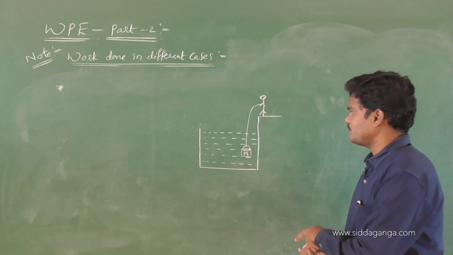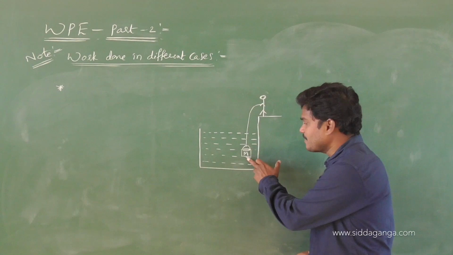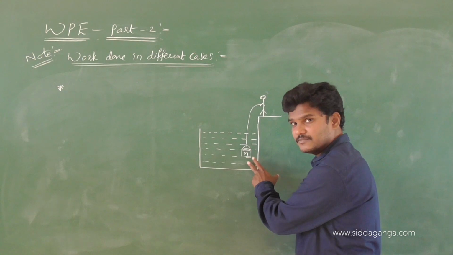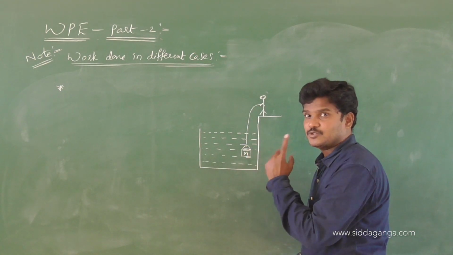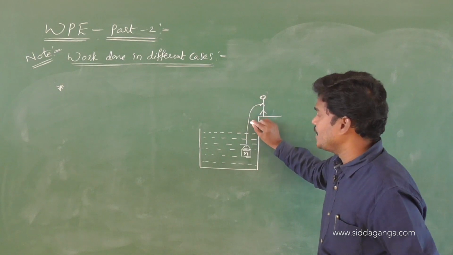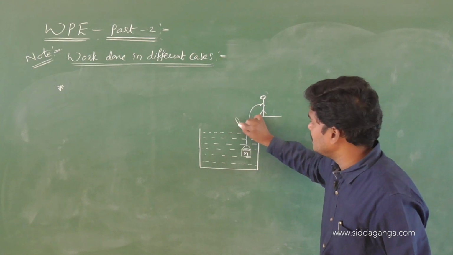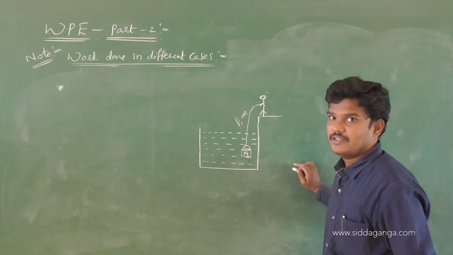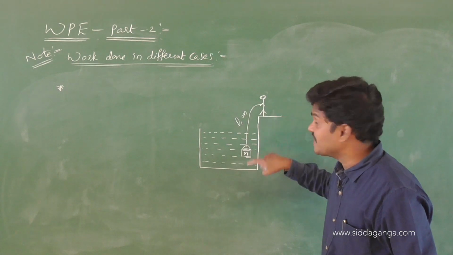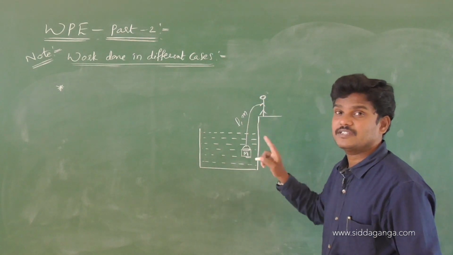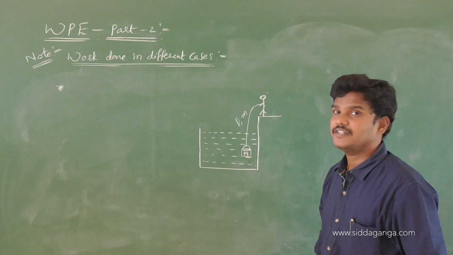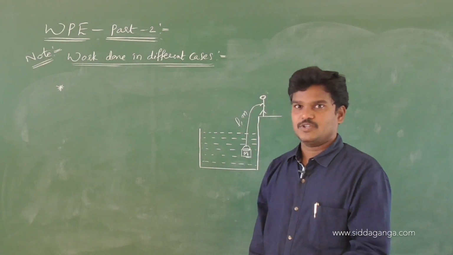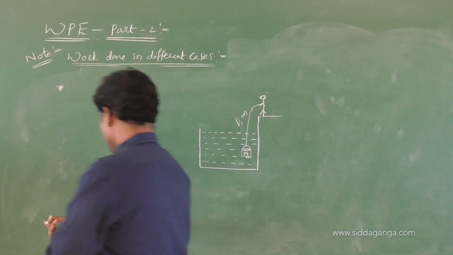This bucket full of water whose mass is capital M is to be lifted with the help of a uniform wire whose length is L and whose mass is m. It will be lifted by the person against the gravity. Then tell me how much work is done by that man against the gravity in pulling the bucket full of water to the top. Let me write some words.